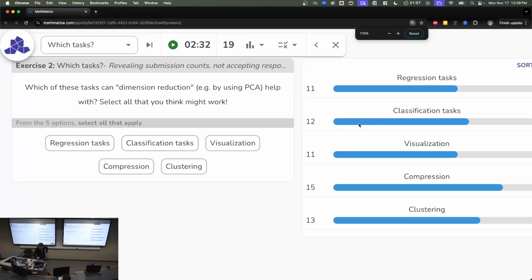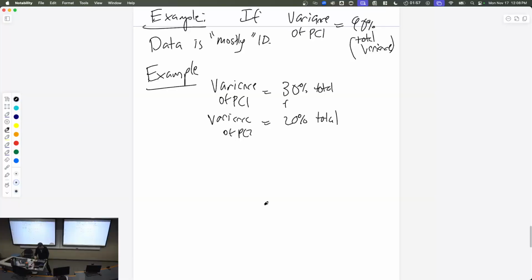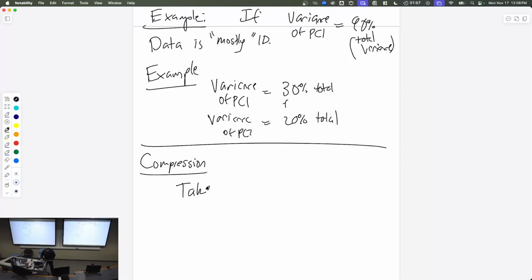Reveal. Okay. So 19 people voted. 15 people said compression. Compression is absolutely right. So compression means take the data and store it in a lower memory format. So compression: take data and store in lower memory. And you can do that.